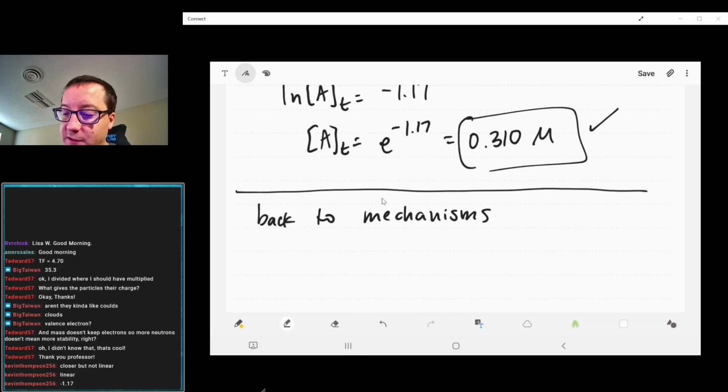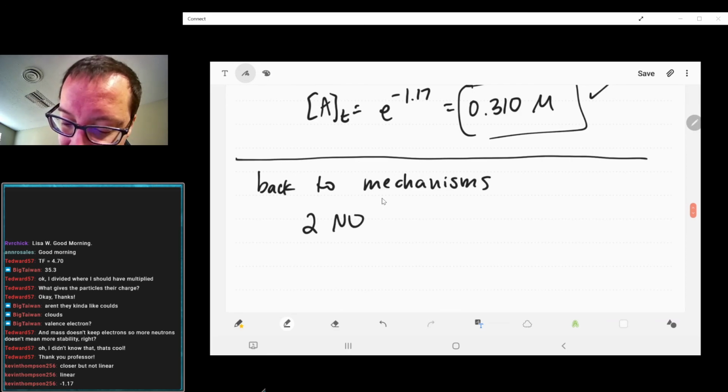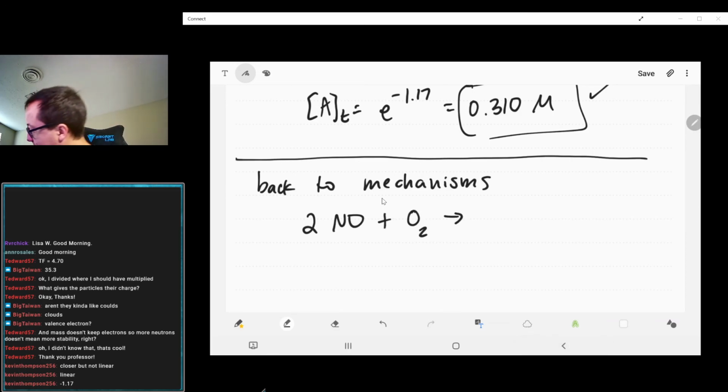Let's see a case where we have a slow second step. So I have the reaction here. It's all our favorite elements. It's again nitrogen and oxygen. And this is turning into 2 nitrogen. Okay.